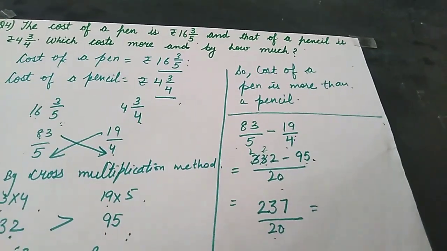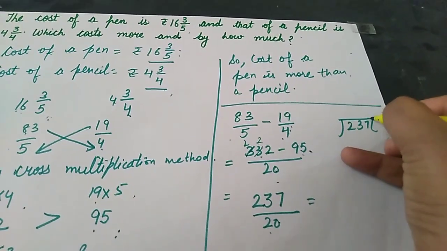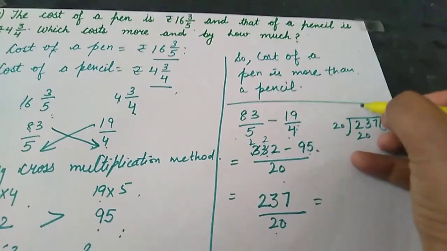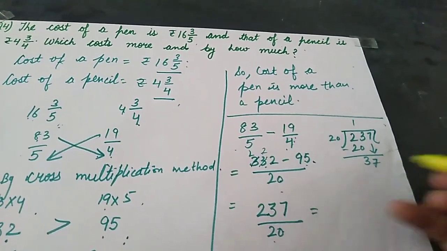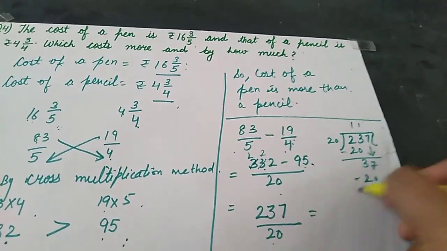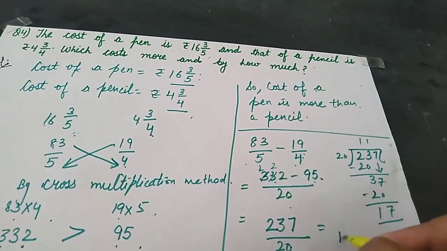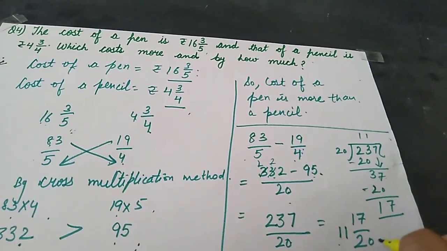Now this is an improper fraction, so you have to change it into a mixed fraction. 237 divided by 20. Is 2 possible? No. 23 divided by 20 is 1, remainder 3, and here is 7. 37 divided by 20 is 1, remainder 17. So the mixed fraction is 11 17/20.